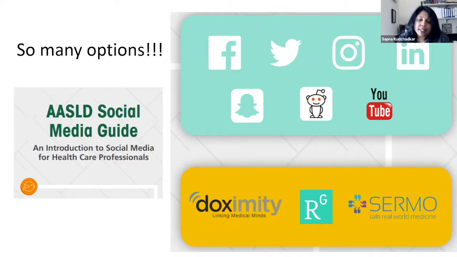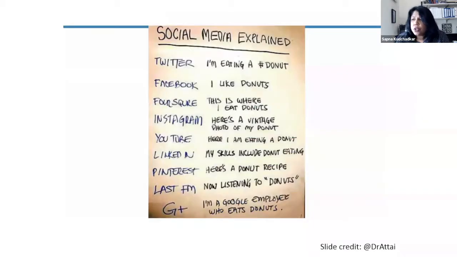The context and the time for this talk doesn't allow us to go into all of those different platforms, so we're just going to focus on one specifically today, and that's Twitter. Often we compartmentalize all of these different platforms, right? Twitter is in the moment, I'm eating a donut. Facebook is, I'm going to talk about how much I like donuts, and so on into the different platforms. The reason we're going to focus on Twitter is because it is in the moment, and we want to learn and disseminate information and learn from each other in the moment.